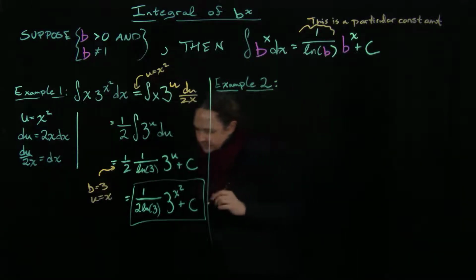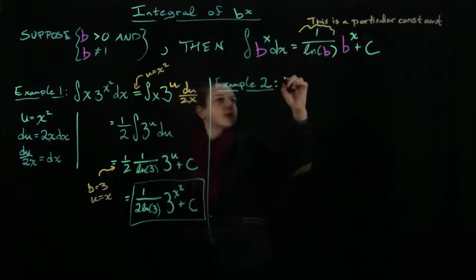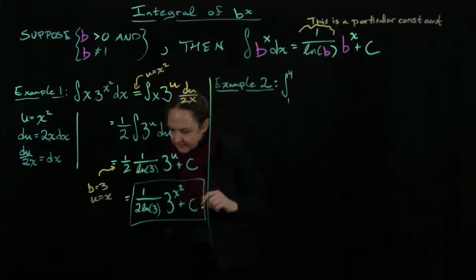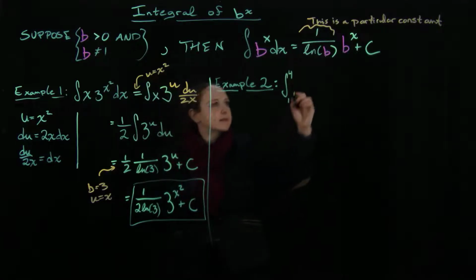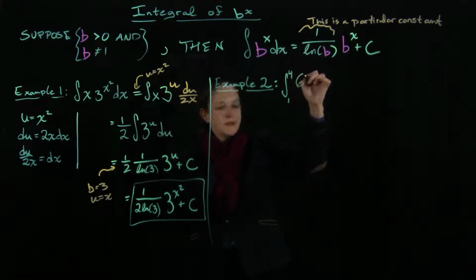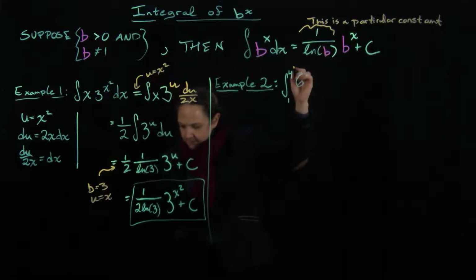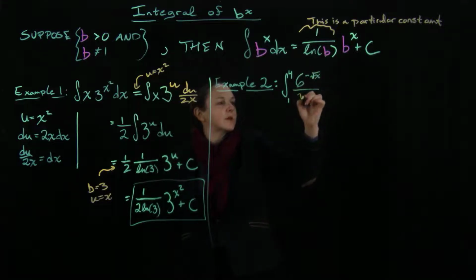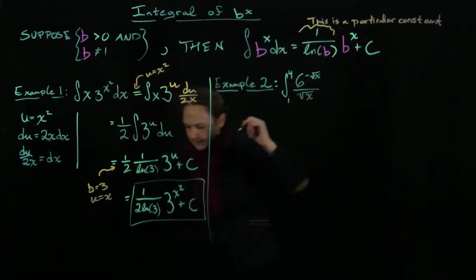So for this one, I'm going to take the integral from 1 to 4. So this time we do have bounds, so that's something to keep in mind. And we have 6 to the negative square root of x over the square root of x dx.